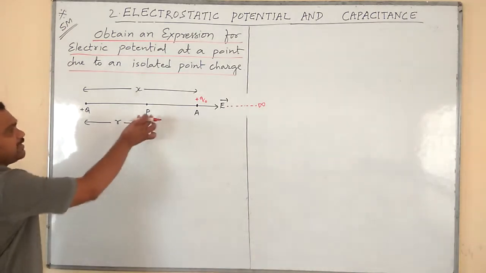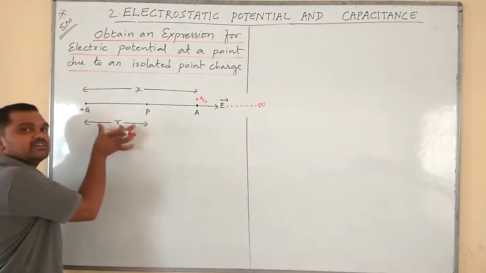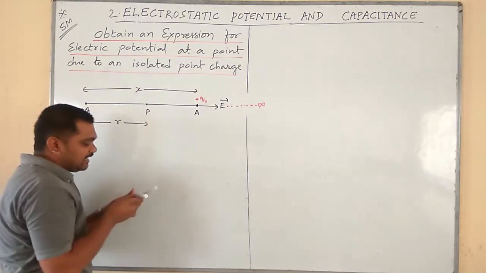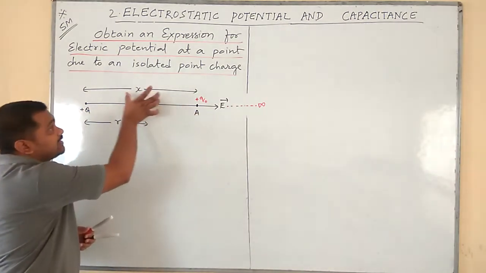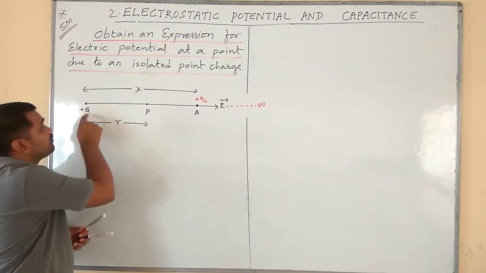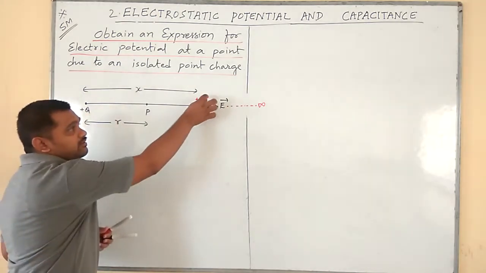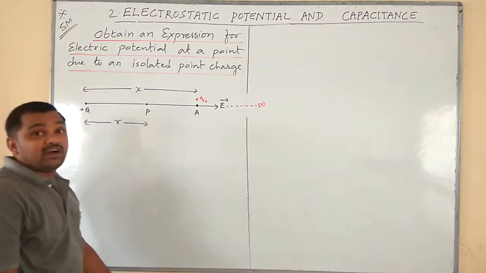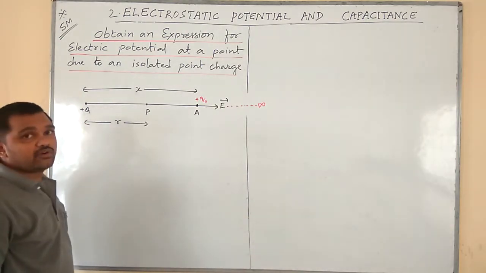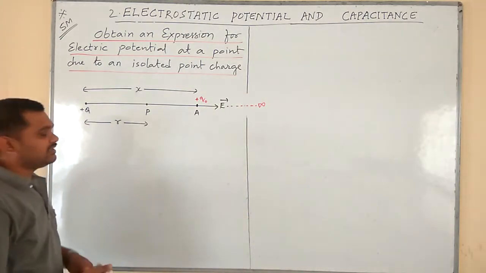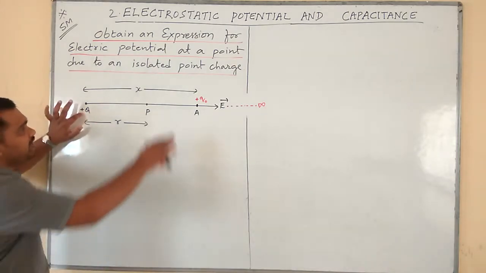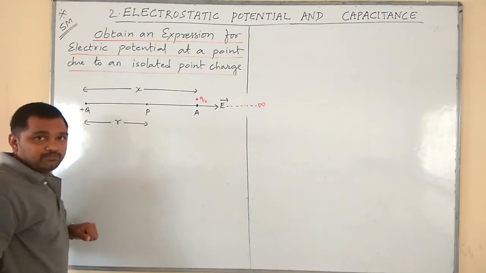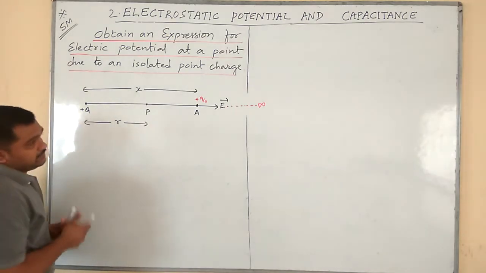Let P be a point at a distance of small r from this source charge. Similarly, let A be a point at a distance of x from this source charge, where we have placed a unit positive test charge Q0. One thing you have to keep in mind: we are considering all these things only inside vacuum.